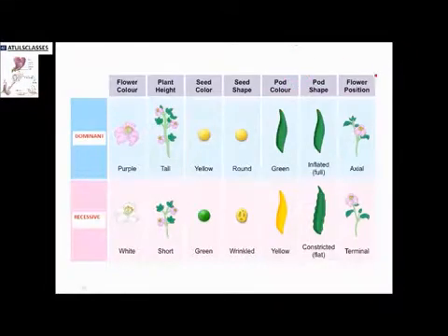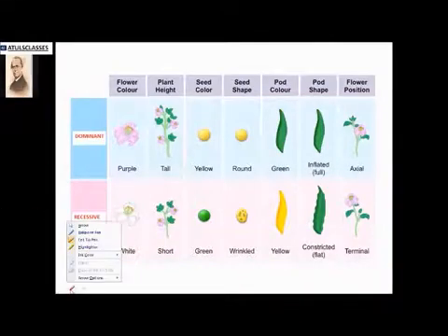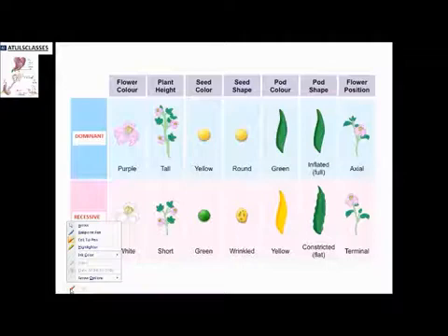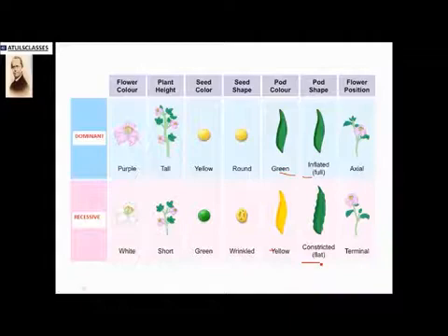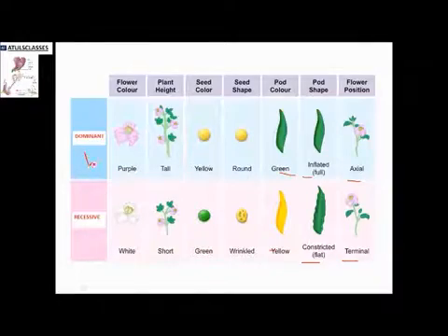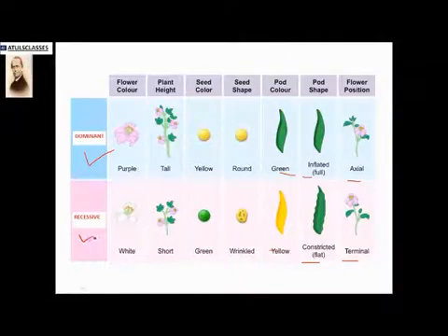The flower color, purple or white; the plant height; the seed shape, round or wrinkled; the pod color, green or yellow; the pod shape, inflated or full, and constricted or flat; and the flower position, axial or terminal. We have now experimented and found which of these are the dominant characters and which are the recessive characters.